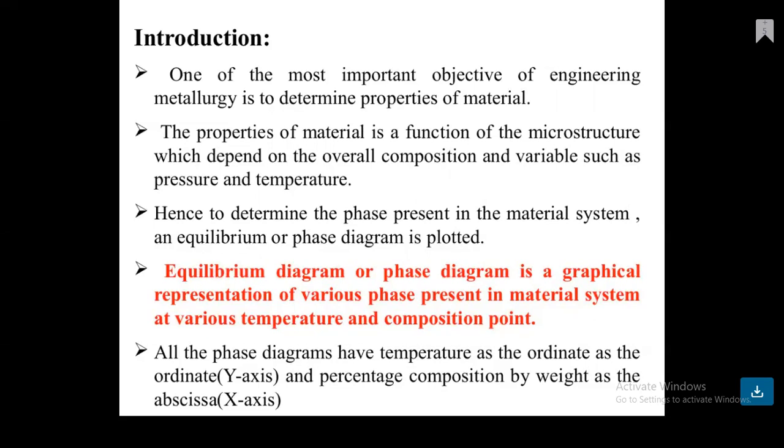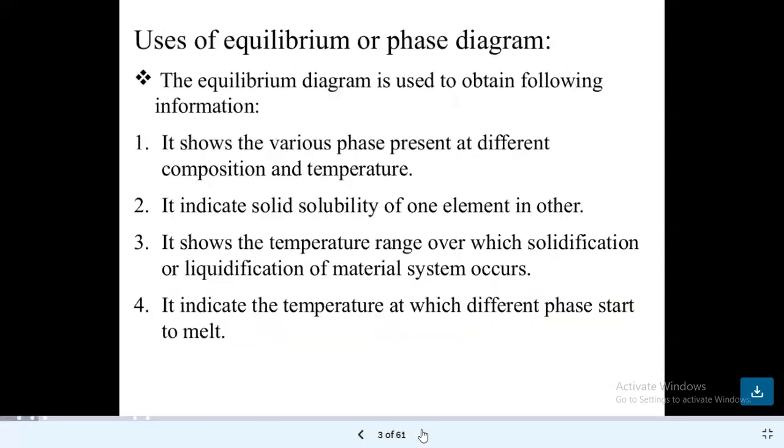An equilibrium diagram or phase diagram is a graphical representation of various phases present in a material system at various temperature and composition points. So temperature is very important. At various temperatures, what are the different phases available and what is the composition present at that temperature? That is very important. All phase diagrams have temperature as the ordinate, that is the y-axis, and percentage composition by weight as the x-axis, also called the abscissa. So on the y-axis, temperature is there. On the x-axis, percentage composition by weight is there.